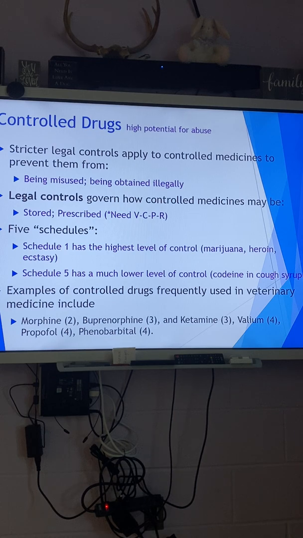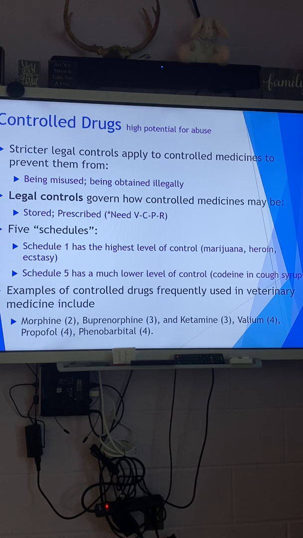Buprenorphine is a really nice pain med. We give that for spays and neuters and declaws. But it has a high chance of abuse, so it's a number 3. Ketamine is a number 3. That was the monkey one that we had. People sell that on the street corner. That's heavy duty stuff there. Valium, it actually surprises me that Valium is a 4. I thought it would be more abusable. I thought it would have been a 3, but Valium is used for seizure dogs. It's also used for anesthesia, sedation, but people use that very inappropriately as well.